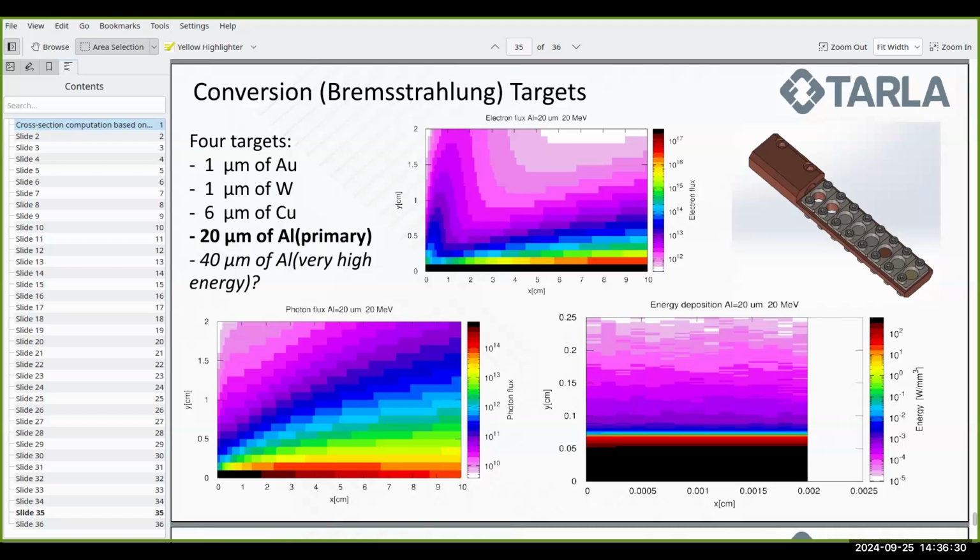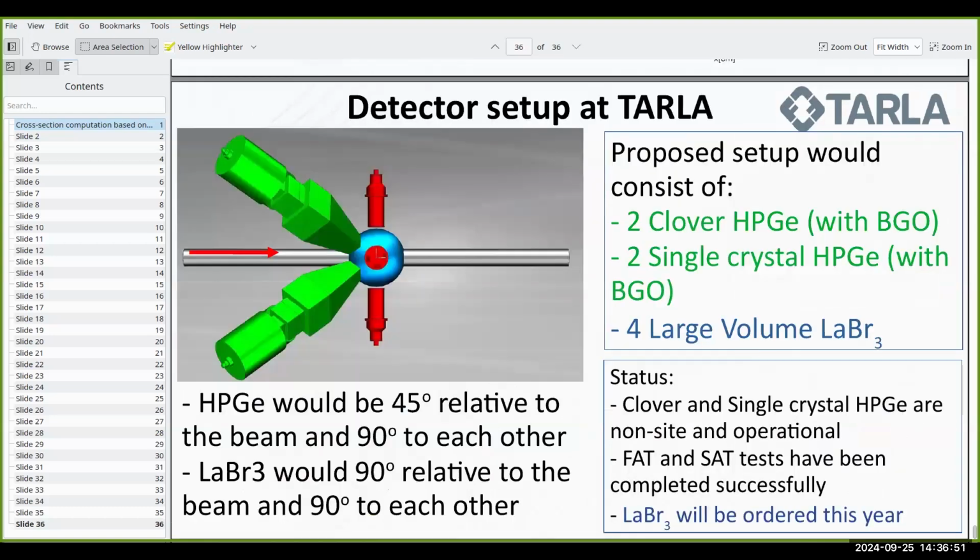Again, to understand what we expect, we did all sorts of Monte Carlo simulations: what kind of spectra we would expect, what kind of fluxes we would expect, as well as what kind of heat deposition, because heat deposition is the limiting factor for the converter foil thickness. So that's the converter, that's the creation of the Bremsstrahlung side.